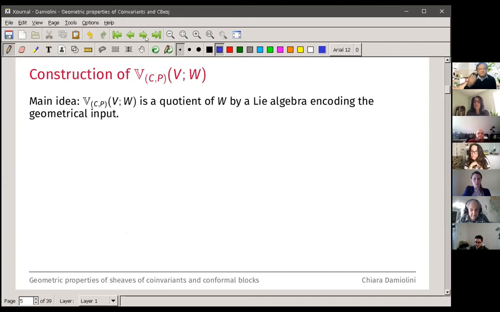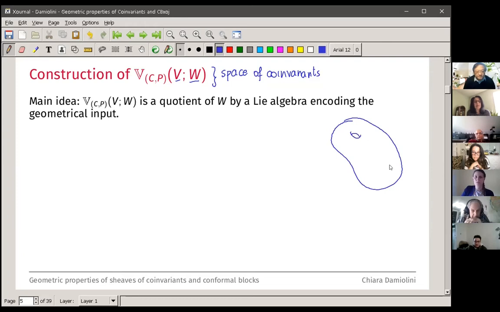So what I want to describe today is how to construct what I call the spaces of coinvariants, which depend on a vertex operator algebra V, a V-module, and a curve C. Let me just draw it as a Riemann surface for simplicity. It could also be nodal, but I put a picture. And I fix a point P in the curve. Okay, so this is my curve, this is the point.